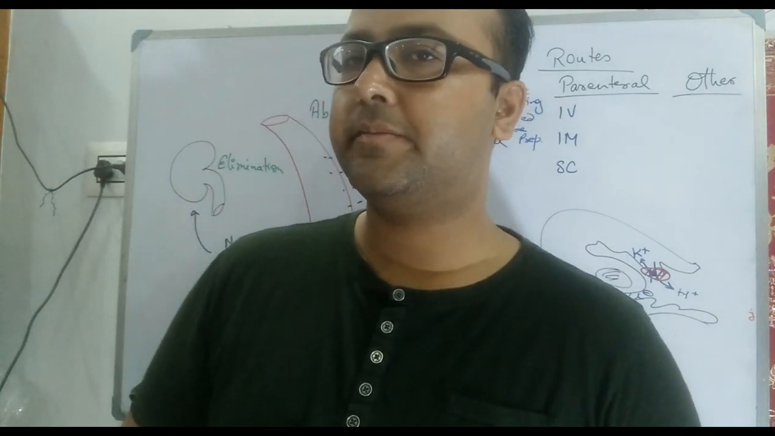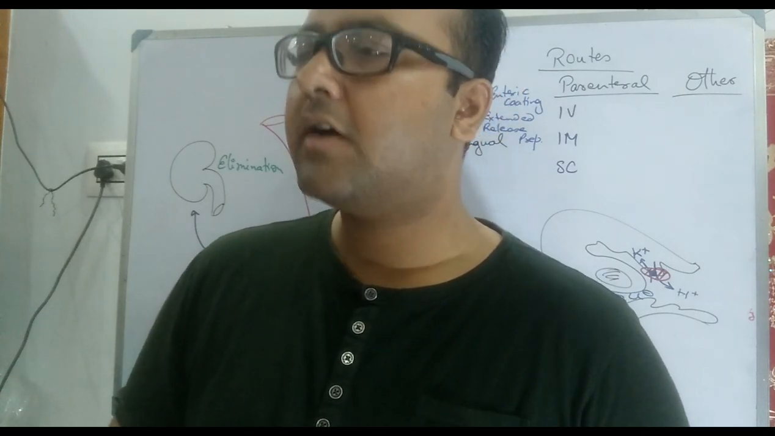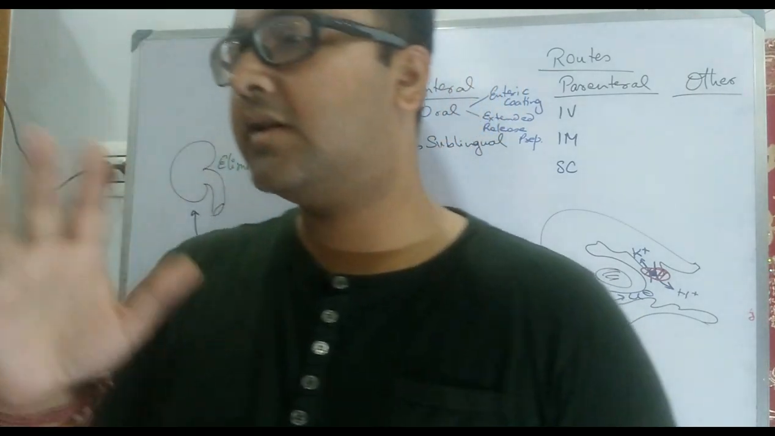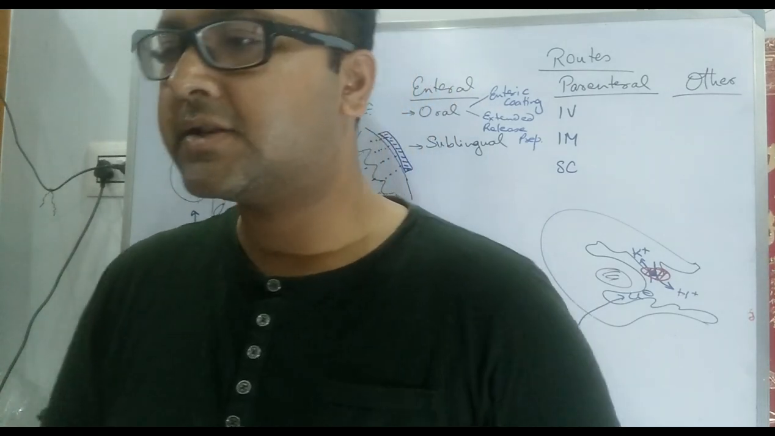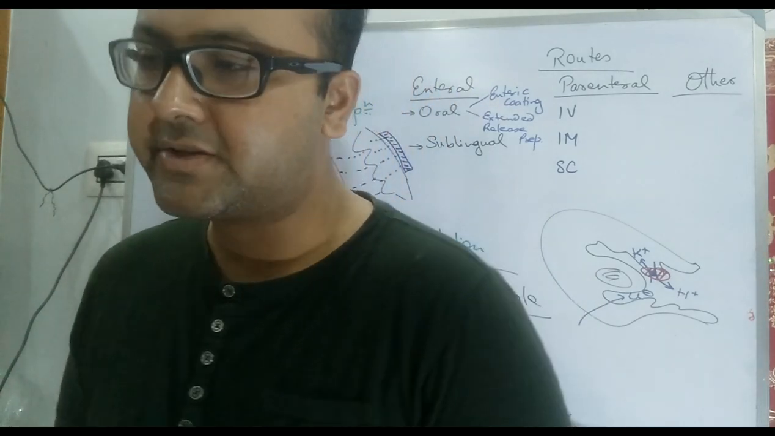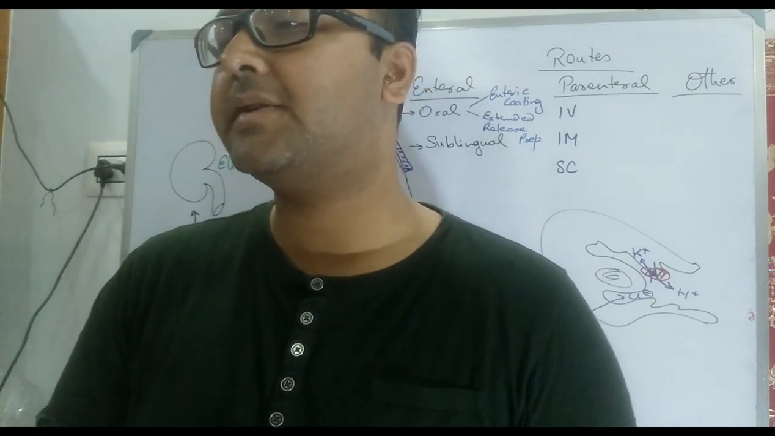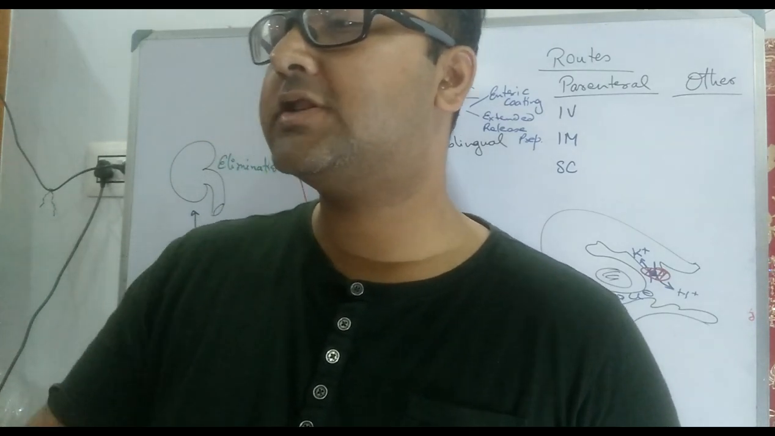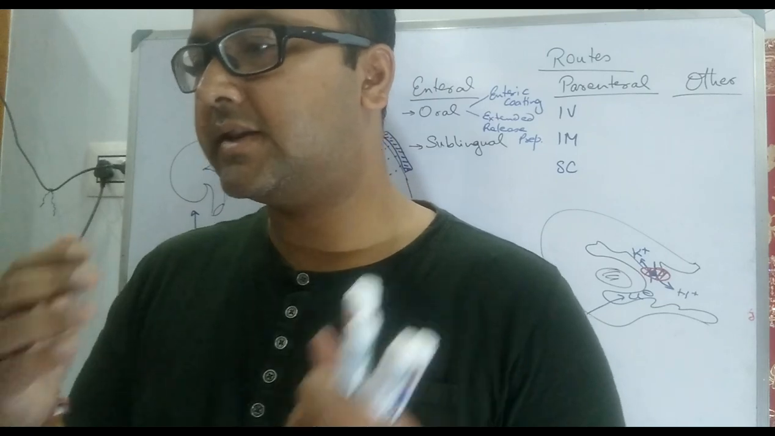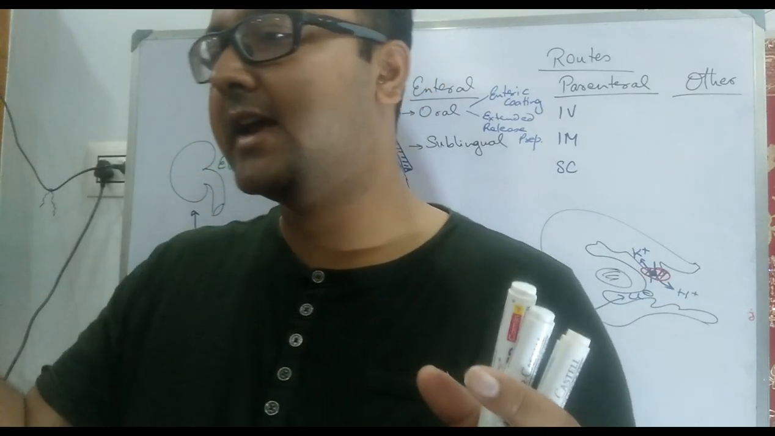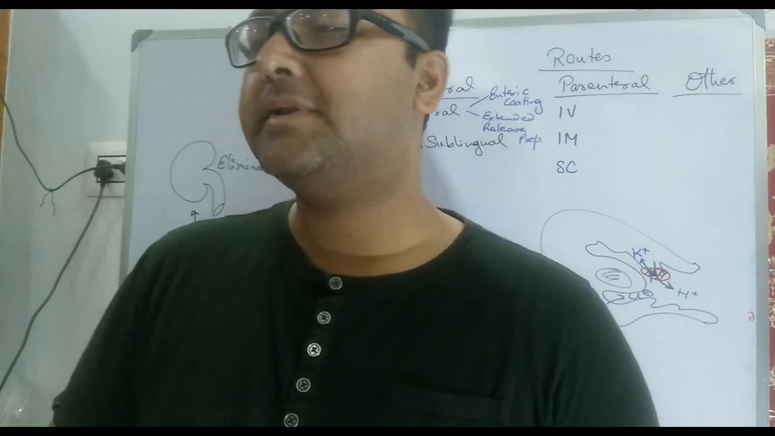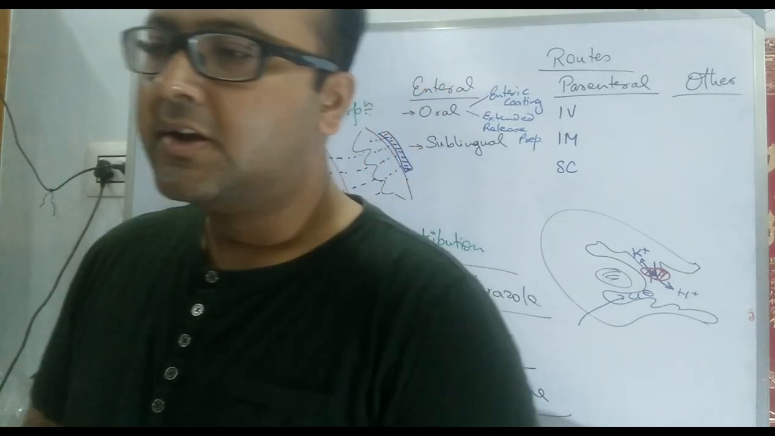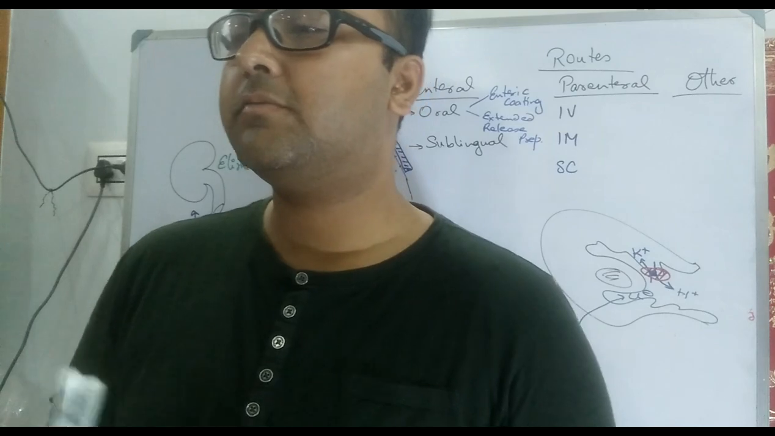So what is the first line of analgesic? First line, the category is basically called non-steroidal anti-inflammatory drugs, because pain is a part of inflammation. So these drugs are basically non-steroidal anti-inflammatory drugs. In short, we call them NSAIDs. Okay, so that's one category.